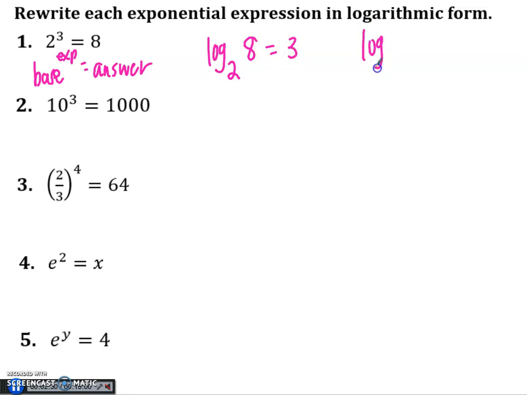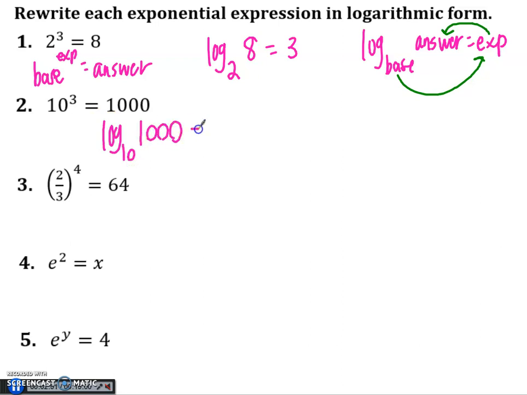So we're going log base answer equals exponent. Okay, because whenever you roll it, you're going to go base to the exponent is equal to the answer. We're just going to continue to rewrite these. We're flipping forms. We're going to go log base 10 of what answer? 1,000 is equal to 3. If you rewrote this without the log on the base, it's going to be log 1,000 equals 3.